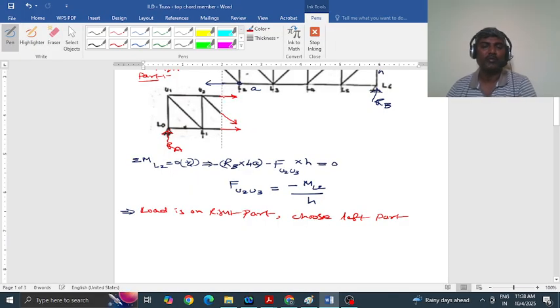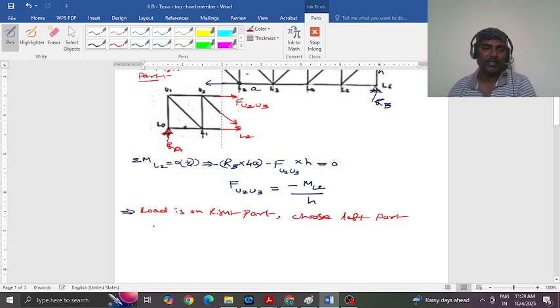You know the top chord member is in compression, that's why you got a negative sign, because I assumed tension here. So the negative sign means this is a compressive force. Okay, right. I choose the left part. Again, I don't want these two forces, I want only this force, F U2 U3. So I'll choose again the same moment center, where these two are meeting, that is L2.